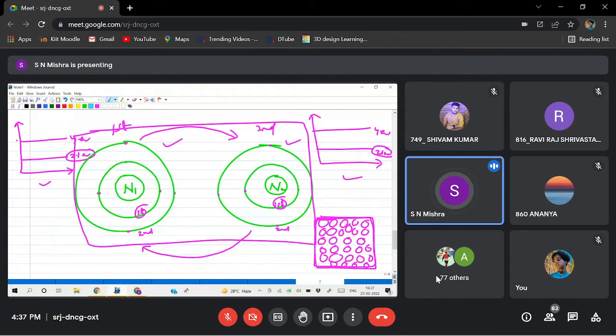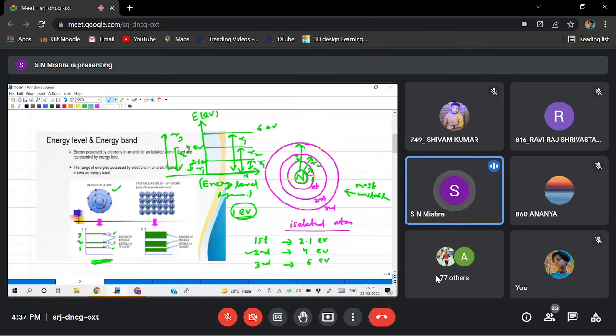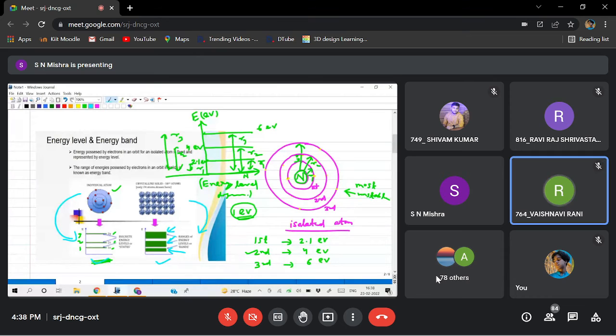So the basic idea is, you can look here: when it is an isolated atom, we represent the energy with respect to nuclear distance, and that is the energy level diagram. When a number of atoms are combined inside a crystal structure or solid, then the energy level is turned into an energy band diagram. This is the first energy band, this is the second energy band, this is the third energy band, like that we can represent. So this is the energy level diagram, this is the energy band diagram. And why, I have explained here. For everyone it is clear? Yes, sir.